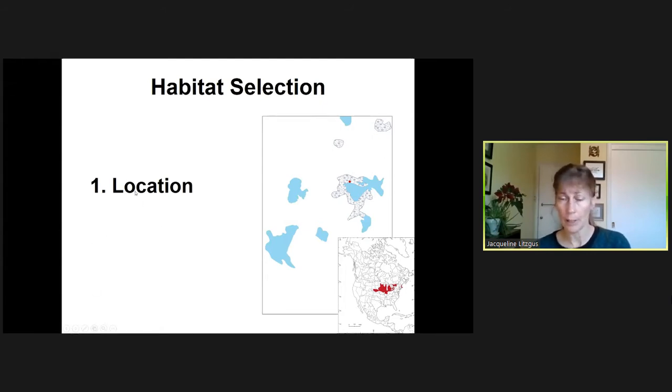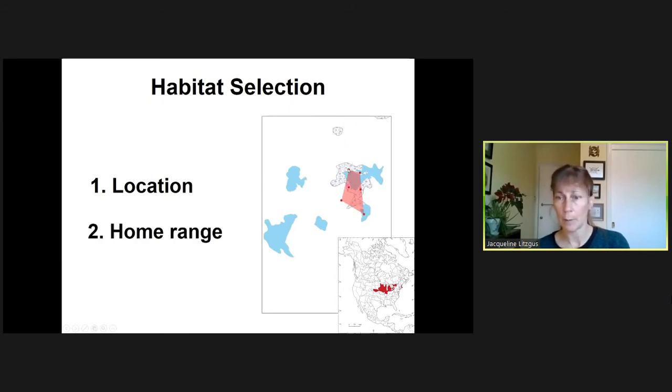So the first is the location. Here's a map of a study site, and here's a red dot that indicates an individual location chosen by a Blanding's turtle. The inset down here is just showing you the overall geographic distribution of Blanding's turtles. Okay? You can see they're restricted in their distribution to just along the Great Lakes here. Okay, so the first spatial scale is at the location level.